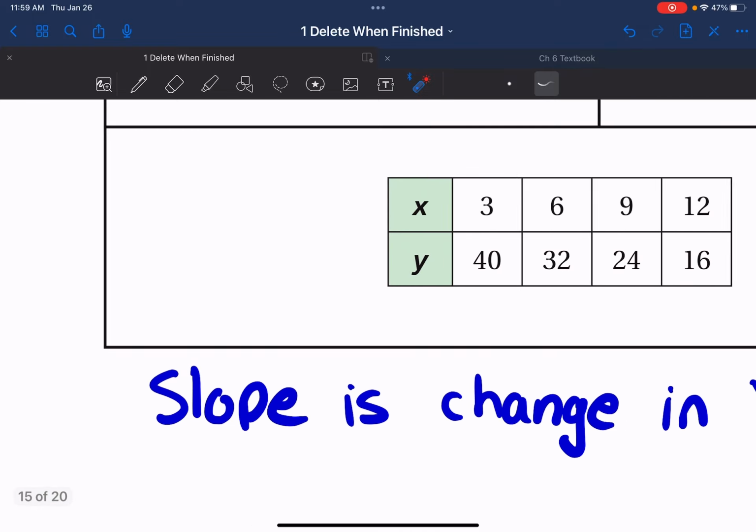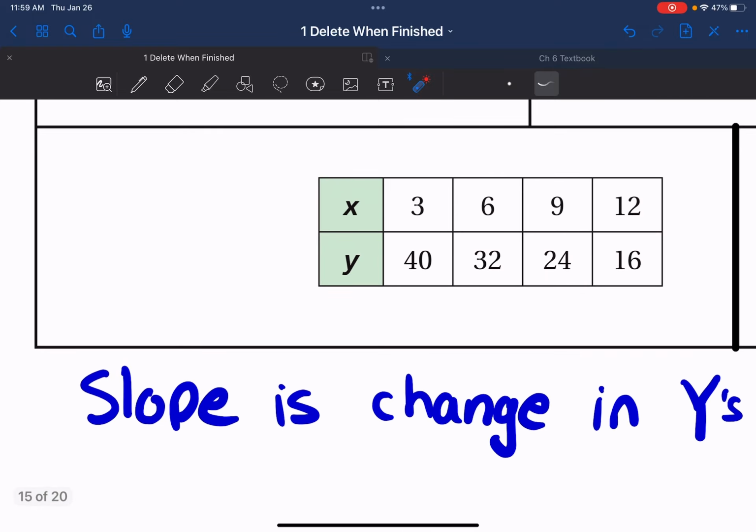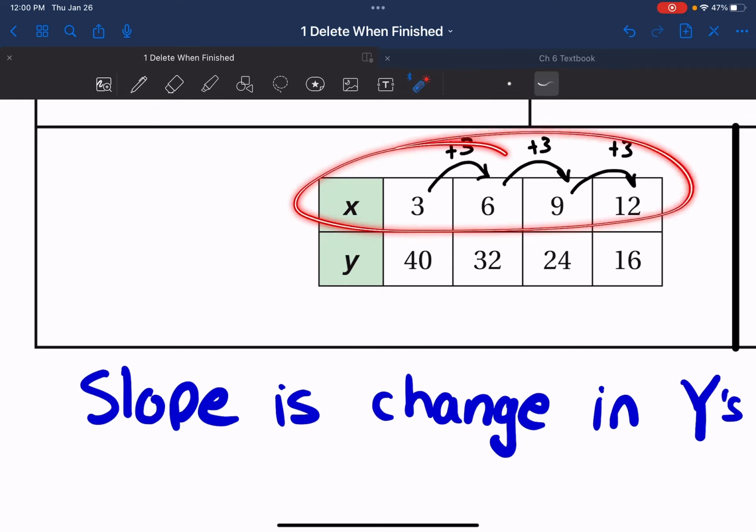So to find out if this table can make a linear function, we just have to ask, is the x's changing by the same number each time? And are the y's changing by the same number each time? So here's how we're going to do this in our notes. 3 to 6, what happened? Plus 3. 6 to 9, what happened? Plus 3. 9 to 12, what happened? Plus 3. So far, so good. If these are all going by the same thing, yes, so far we're doing great.